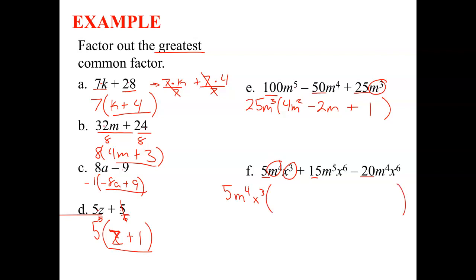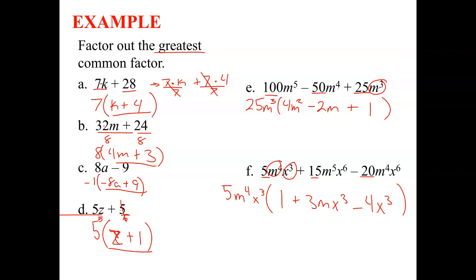So what's that first term? Second term. m x to the 3rd. And the last one? Okay, that m to the 4th will cancel on that last term, so we're just left with x to the 3rd.